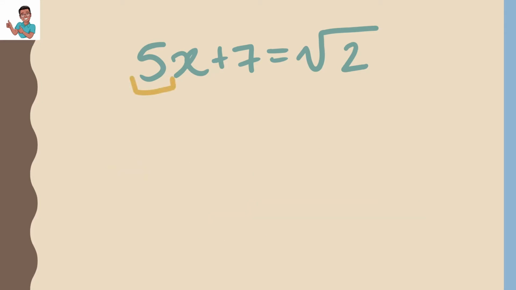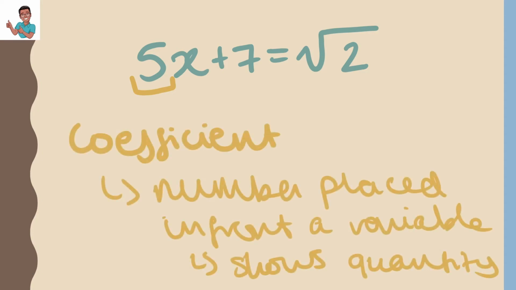Here I've underlined 5. This 5 is a coefficient. A coefficient is a number placed in front of a variable. In this case, the 5 is placed in front of the x, and it shows the quantity of the variable. We can see that there are 5 x's.